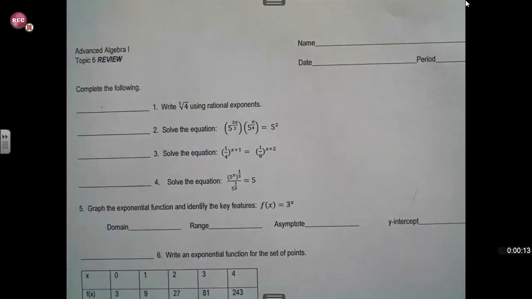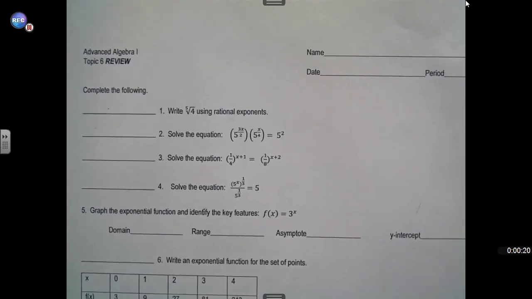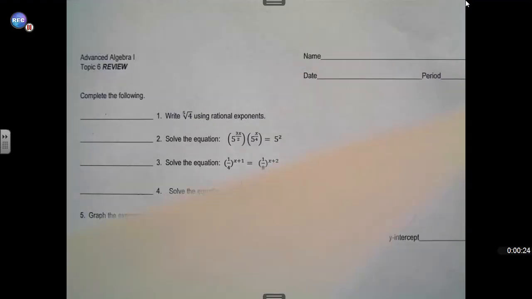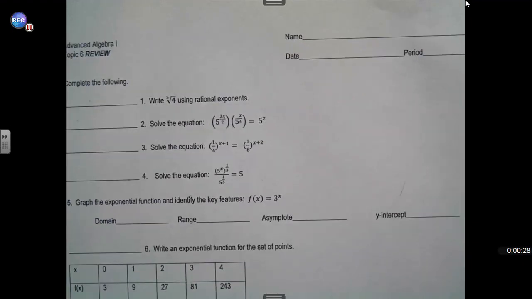This is the review worksheet for Advanced Algebra 1, Topic 6. We've been working with rational exponents and exponential growth and decay and exponential functions, and so here's our review.